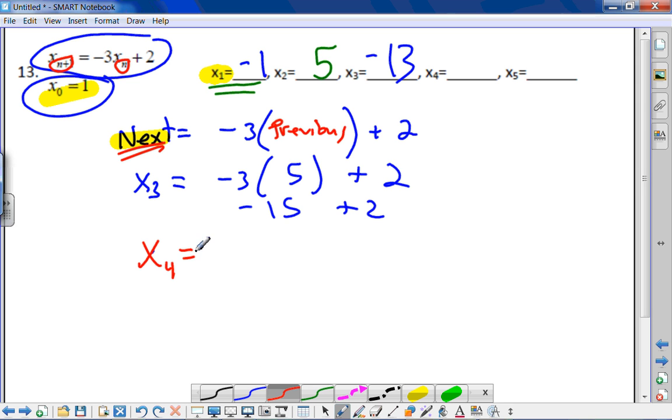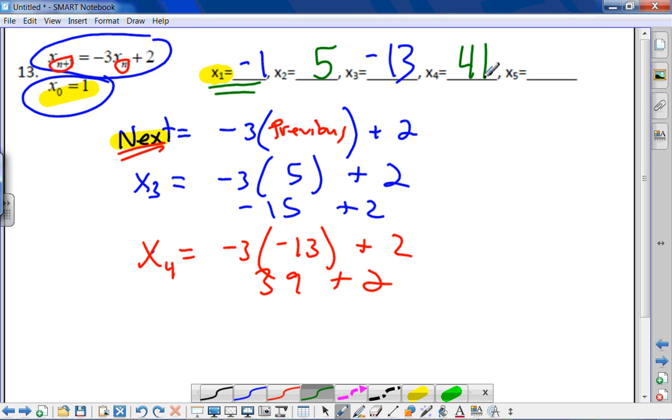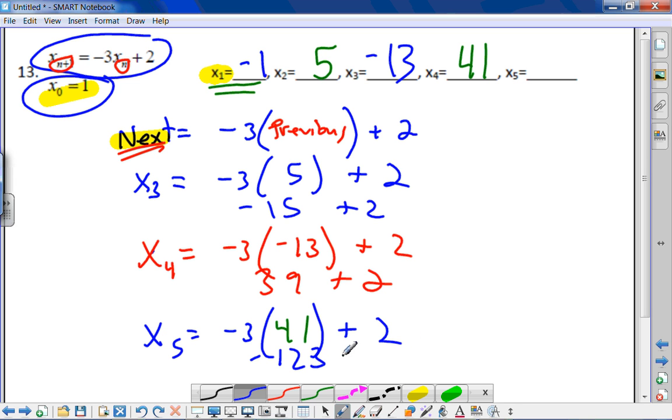What about the next term? That will be negative 3 times the previous term, increased by 2, which is 39 plus 2, or 41. Finally, the fifth term, it's negative 3 times the previous term, which is negative 123 plus 2, which is negative 121.